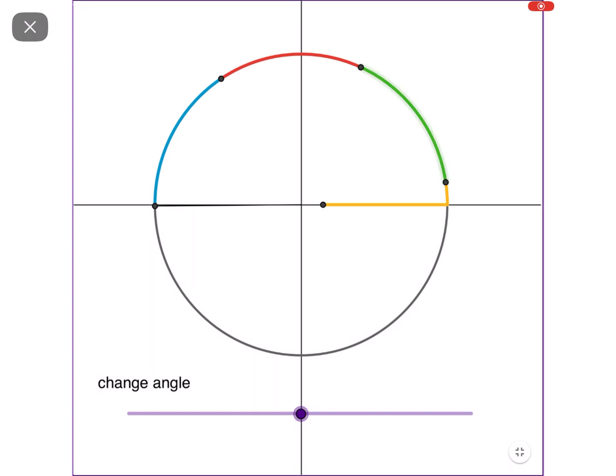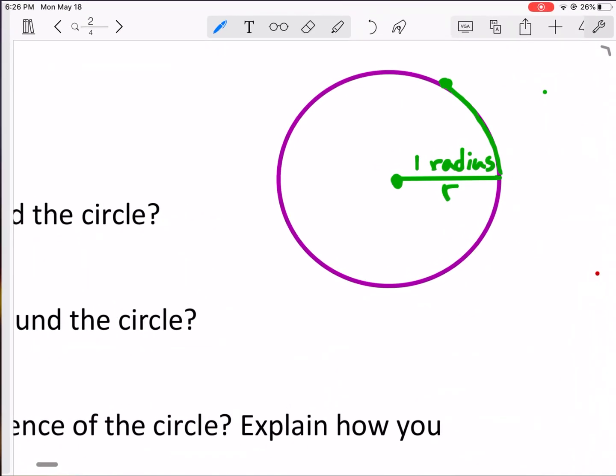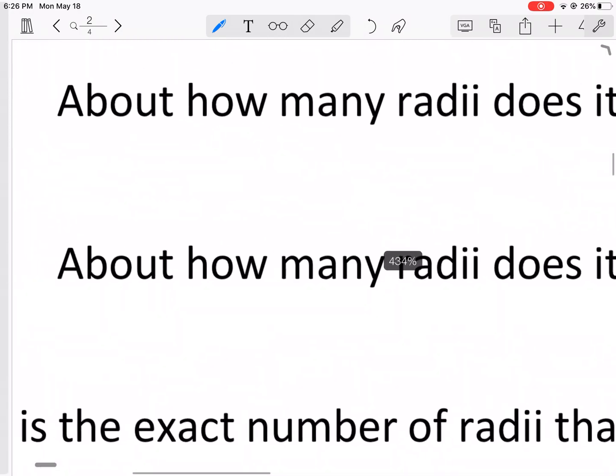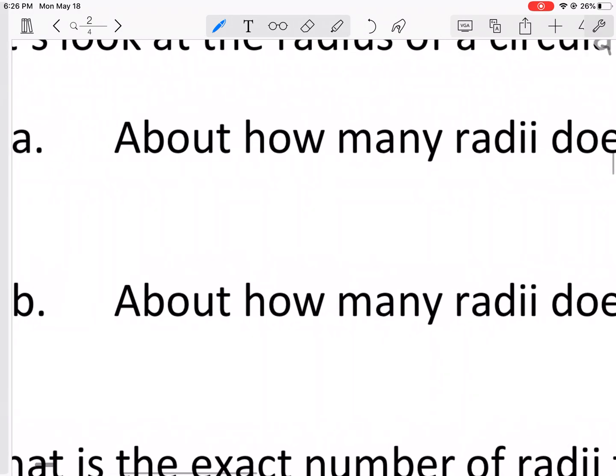So we have 1, 2, 3 full radii, and then just a little bit extra down here, a little portion of that yellow. So it seems like we have a little bit more than 3 radii. So that's my answer. I'll say, about how many radii does it take? 3 full radii.